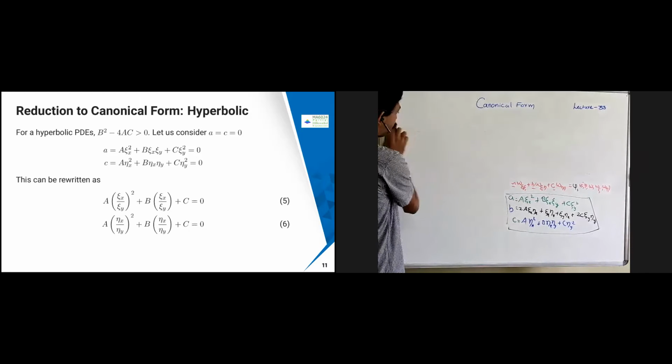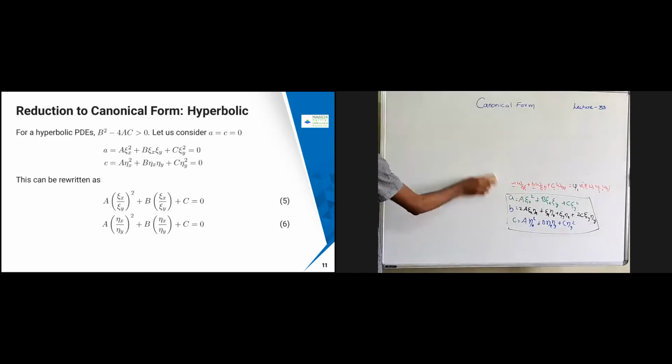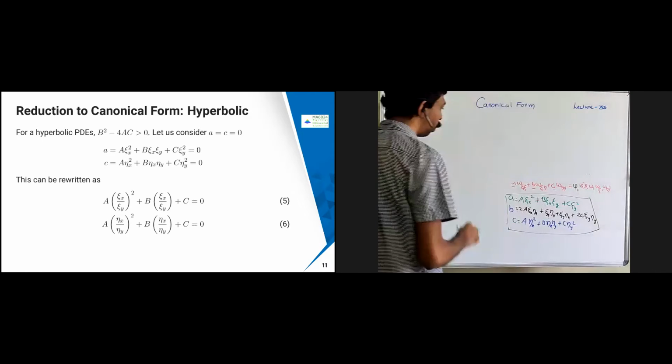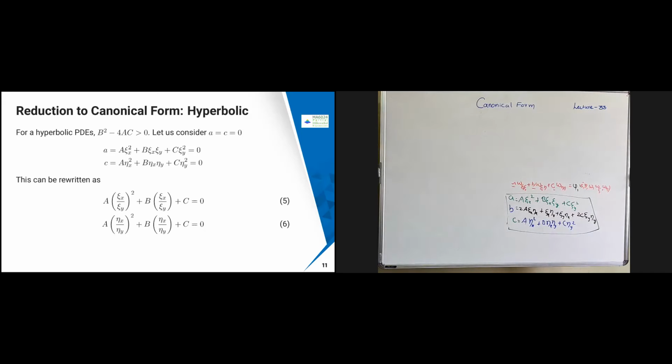So now we are going to take the hyperbolic case, the first case. Simple case only we are going to discuss: A equal to 0, C equal to 0, and B not equal to 0. In this case, since A equal to 0 and C equal to 0, we have A chi_x squared plus B chi_x chi_y plus C chi_y squared equal to 0. Chi_x and chi_y are not equal to 0, so I can rewrite this as A (chi_x/chi_y) squared plus B (chi_x/chi_y) plus C equal to 0.